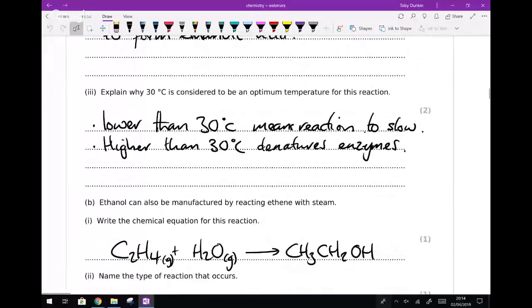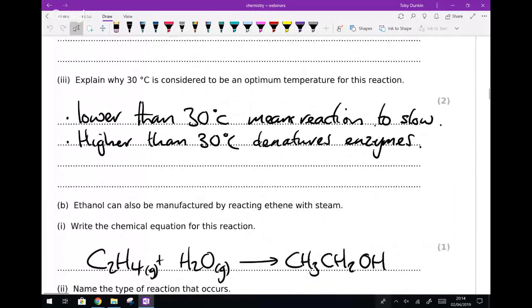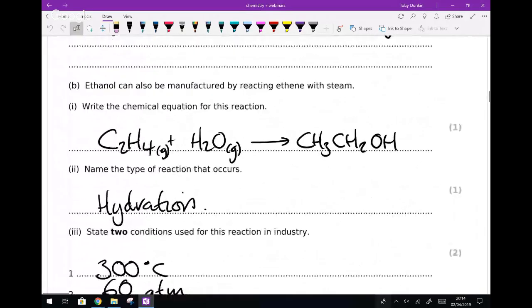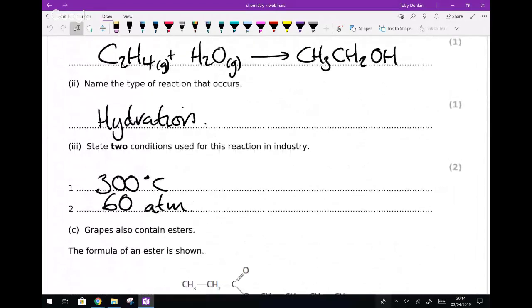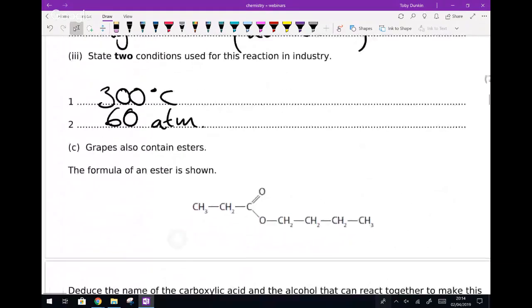Explain why 30 degrees is considered the optimum temperature. Lower means a slower reaction. Higher denatures enzymes and the whole process stops. Done this in my webinar: ethene plus steam gives ethanol. Name the type of reaction. It is a hydration, or you could also call it an addition because, of course, we're putting in an alkene. State two conditions from industry: 300 degrees, 60 atmospheres.